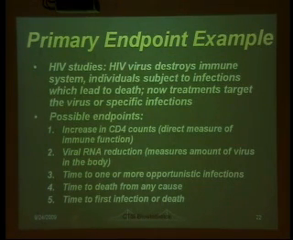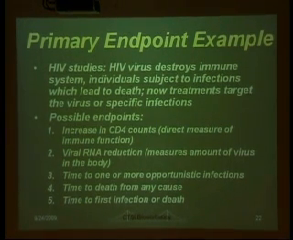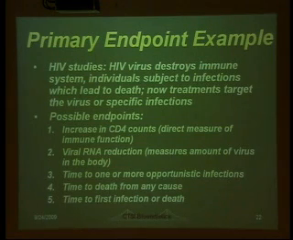So let's just consider an example of a primary endpoint. We'll consider the framework of HIV studies. Here the HIV virus destroys the immune system. Individuals then are subject to infections, which may lead to death. A lot of the treatments now may target the virus. They may target specific infections. There's a lot of ways that the treatment may be operating.